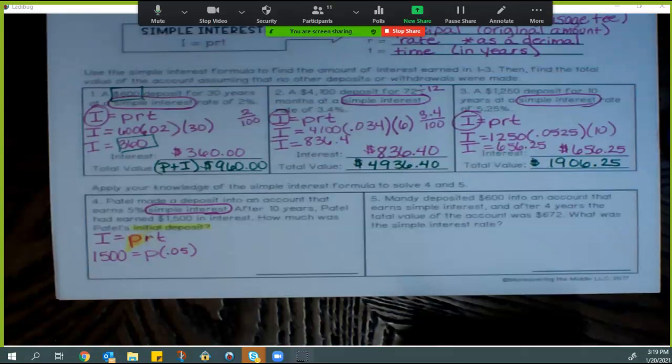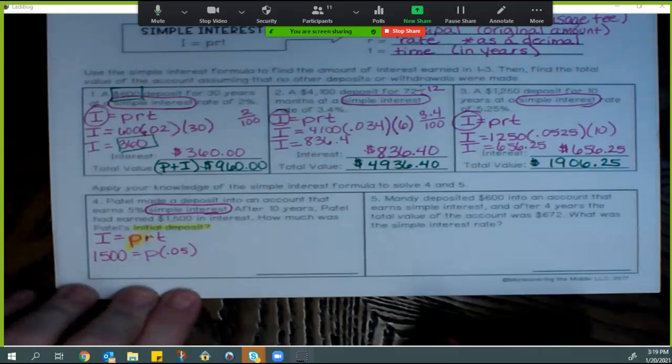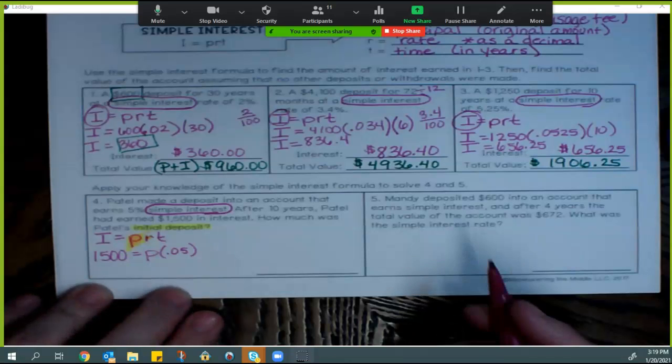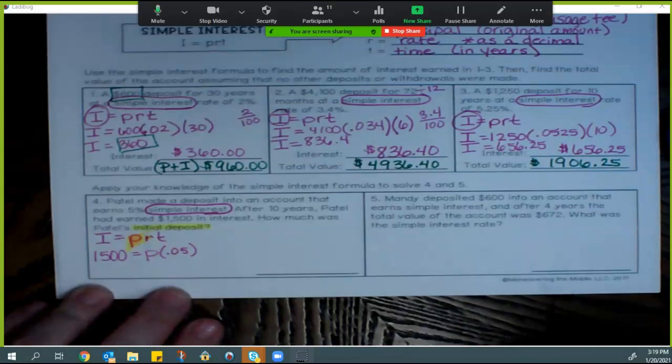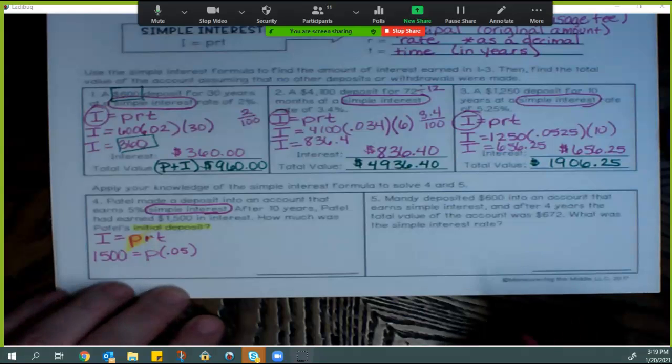What? You sure? Okay. And then the time. How much time did we put this in the bank? 10 years.